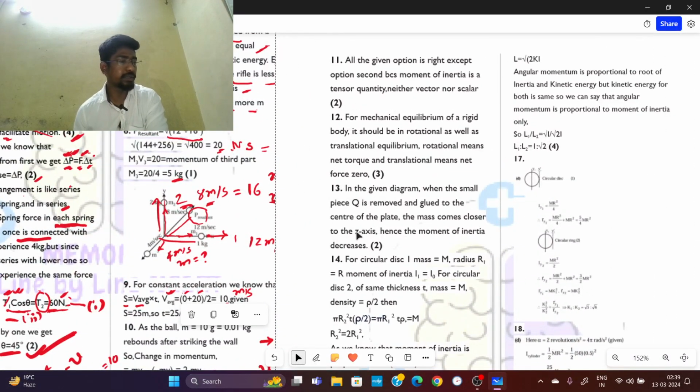Okay, now moving on to the next question. The next question states: choose the wrong statement from the following. There are 4 statements given. You have to choose the wrong one.